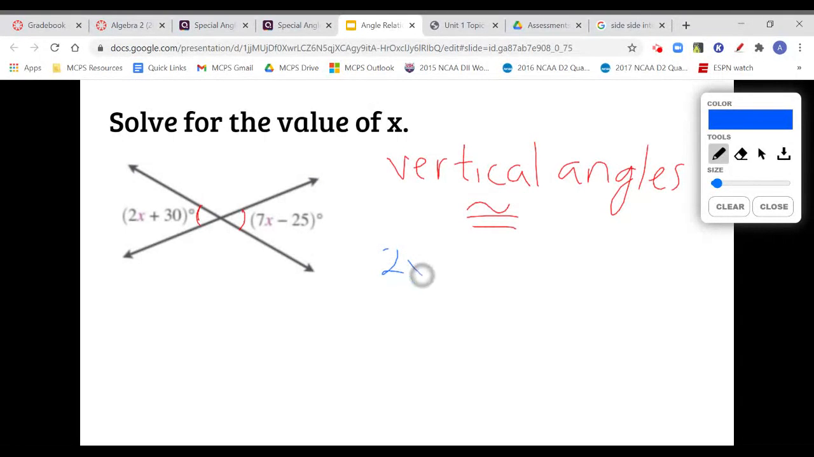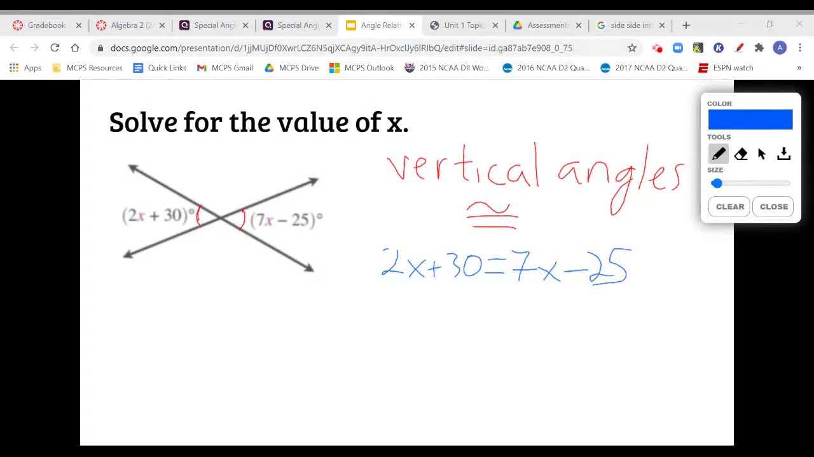So I'm going to say that 2x plus 30 is equal to 7x minus 25. And from there, I can continue on and I can solve this equation. I want to get all my variables on one side and I want to get my constants on the other side. So my first step is I'm going to go ahead and subtract 2x from both sides in order to remove my variables from the left.